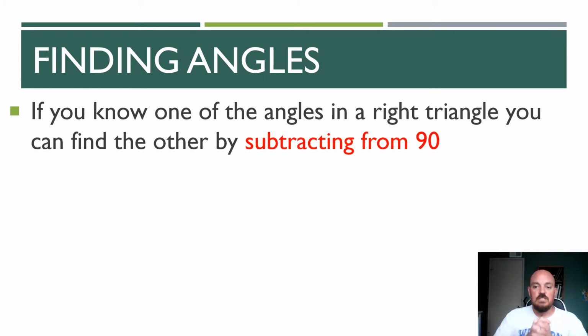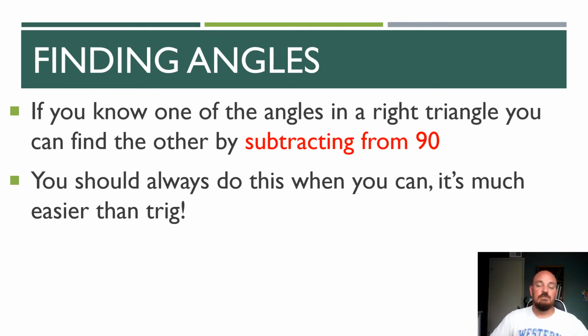One thing we've noticed as we've been studying trig is if you have a right triangle, the two angles, not counting the right angle itself, always add up to 90. So if you already know one of the angles and you need to know the other one, don't do SOHCAHTOA, just subtract from 90. Definitely do this when you can. It's much easier than doing the trig. The trig would get you the answer, but it would take a ton of work. Why do a bunch of work when all you have to do is subtract from 90?